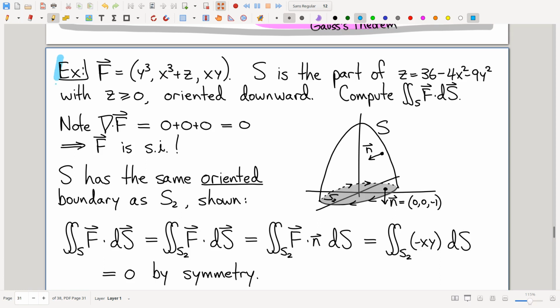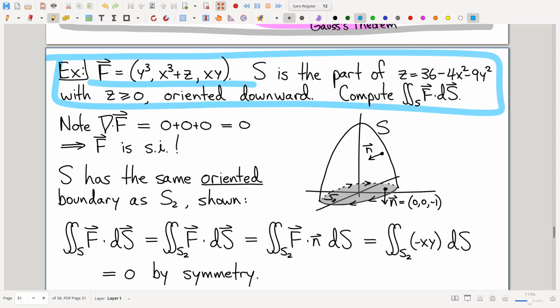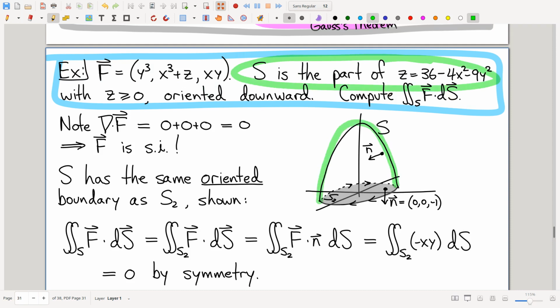And here we go. Statement of the question. We got a vector field. We have a surface. Compute the flux. All right. Well, let's draw our surface real quick. It is part of this paraboloid, specifically the part above the xy plane. Now, before we get to surface independence, why don't we just use the divergence theorem here?